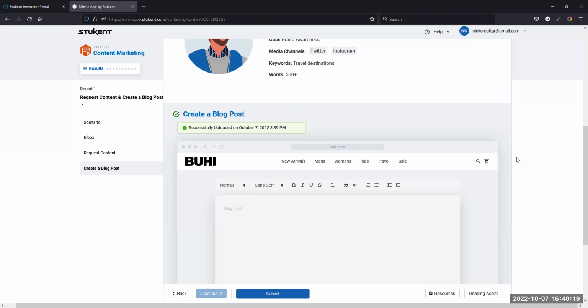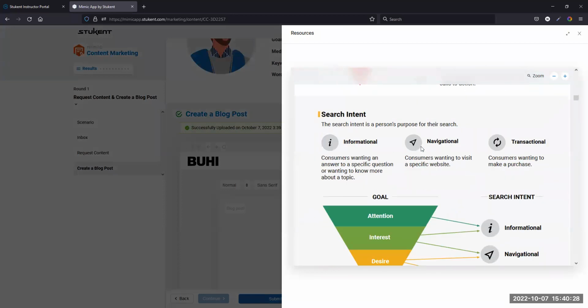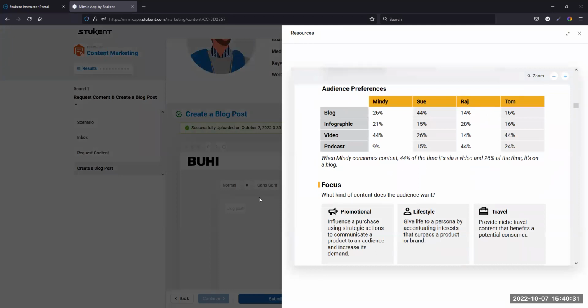The last thing I want to address here is that as you go through, you have access to the content marketing guide here in the resources so that you can always check in and see the content support. This is a very lengthy content guide, but I did want to just show it to you again because of its importance in this content marketing simulation. When you are creating content, assigning content, strategizing content, it is of paramount importance to know your target audience and who you're creating content for.